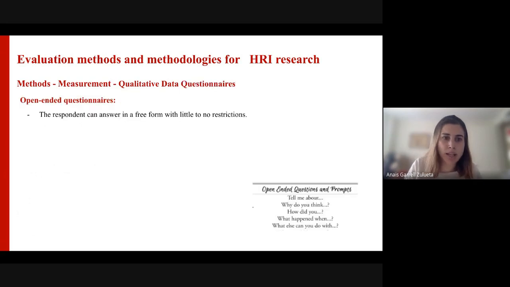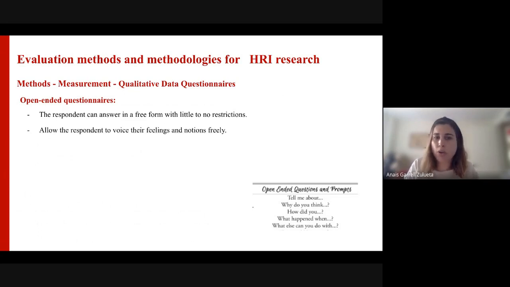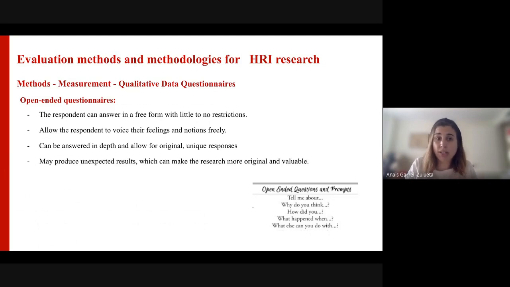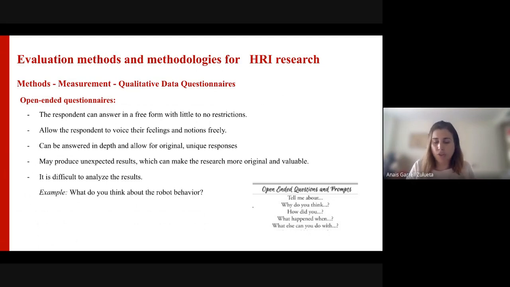Okay, so just some examples. The open-ended questionnaires: here the respondent can answer in a free form with little to no restrictions, and it allows the respondent to voice their feelings, like, tell me, what do you think, why is the robot behaving in that way? How did you find the interaction with the robot? Whatever you want. It can be answered in depth and allows original and new questions. Many produce unexpected results. So this kind of survey gives us a lot of information, but it's very difficult to translate it into quantitative data, so we cannot manage this with statistical tests.